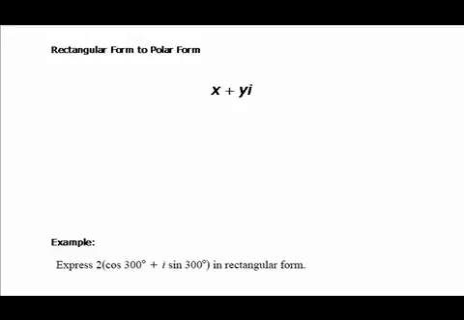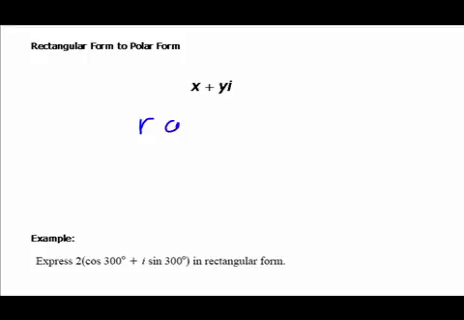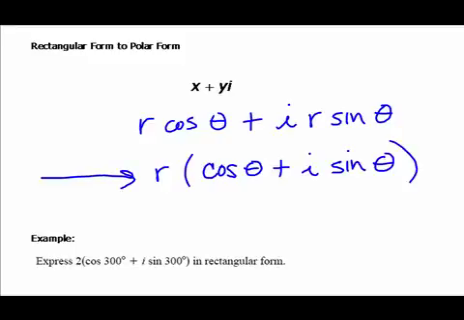Well, what was x the same as? X is the same thing as r cosine theta plus, what's y the same thing as? Y is r sine theta, and we're going to multiply that by i. So it's i times r times sine theta. And we're going to factor an r out. We have r times the quantity cosine theta plus i sine theta. And right there, folks, this is what we would call the polar form of a complex number.